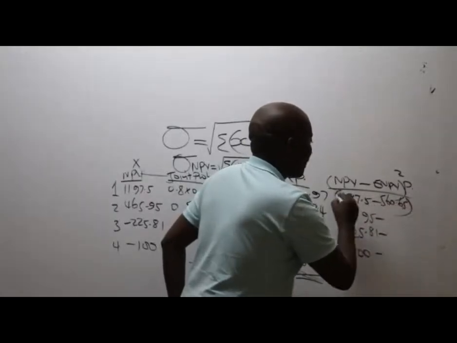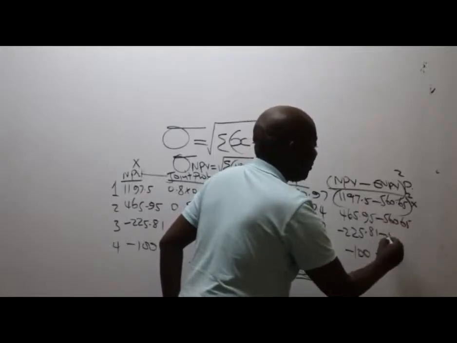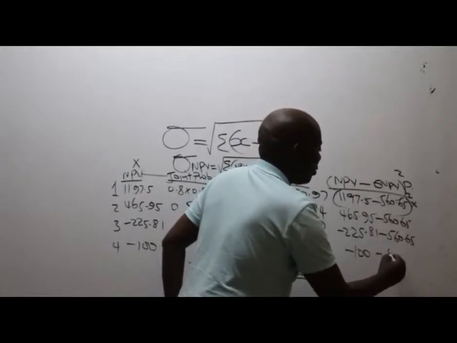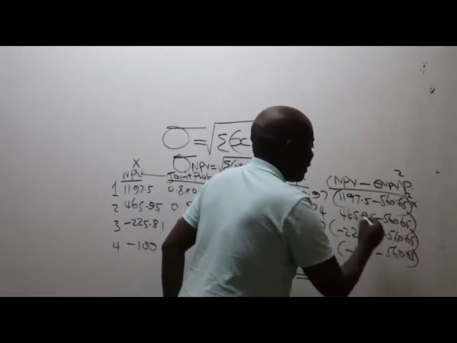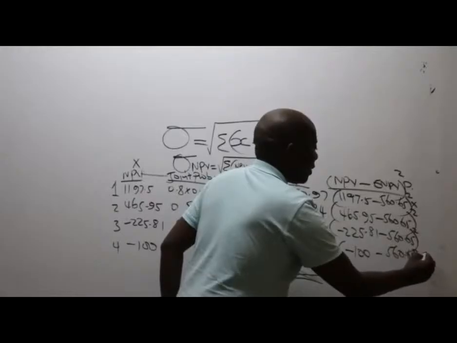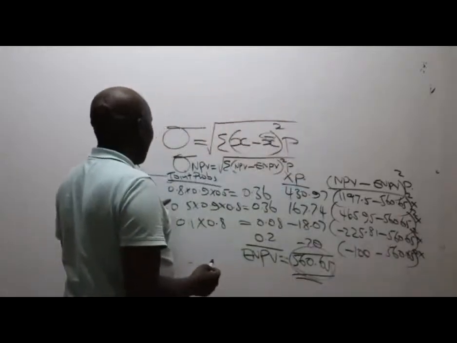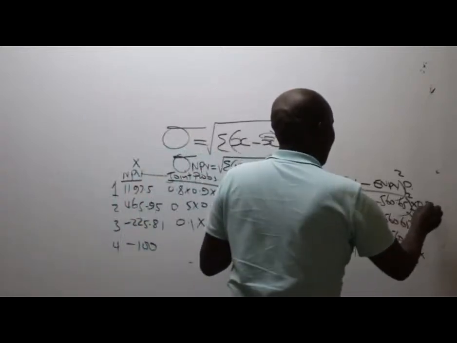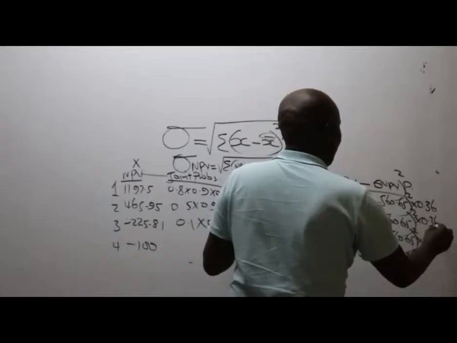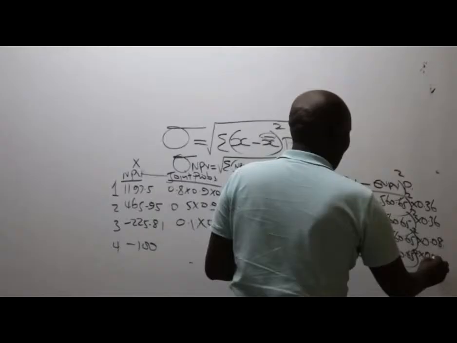This one is supposed to be 560.65. I'll have to square it, times the probability. 560.65 will be applicable all through. You square, times now the probabilities. And the probabilities have been given. You remember the joint probability, these ones here: 0.36, 0.36, 0.36, 0.08, 0.2.